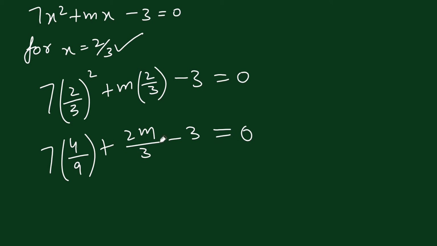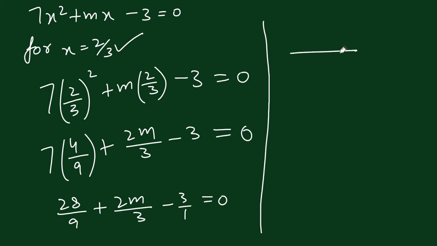You can see we'll simply do linear equation algebra, we'll get the value of m. So this will come 28 by 9 plus 2m by 3 minus 3 is equal to 0. So we have to take the LCM and LCM will come 9. It will come 28 plus 6m minus 27 is equal to 0.